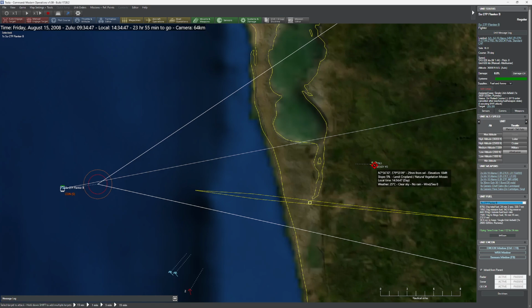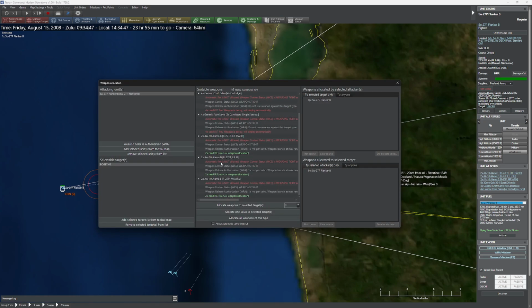1, 2, 3, 4. And I'm going to go ahead and fire one of these long range versions. I'm not going to fire the ET version. I'm going to fire the ER version. Now, here's a fun fact. You see the P version here? This will actually home in on the radar emissions of the Phantom.